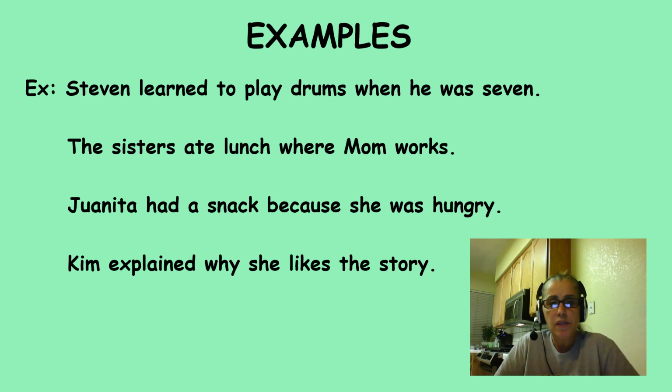Okay, so let's look at these examples. Stephen learned to play the drums when he was 7. There we have the word that tells us there's a subordinating conjunction. Okay, when. The next one: the sisters ate lunch where mom works. And there again is another subordinating conjunction. Remember that these words can begin dependent clauses that tell about the action in the main or independent clause of the sentence. Now remember, we're looking for the adverb. When we're talking about the adverb, it modifies adjectives, or describes a verb or another adverb.